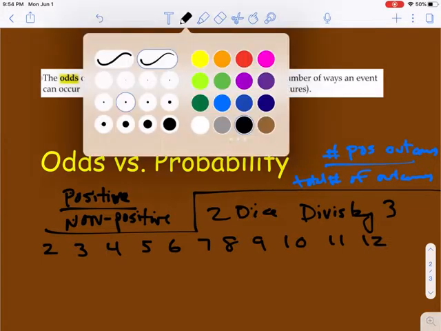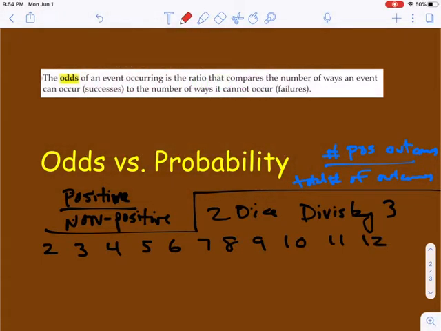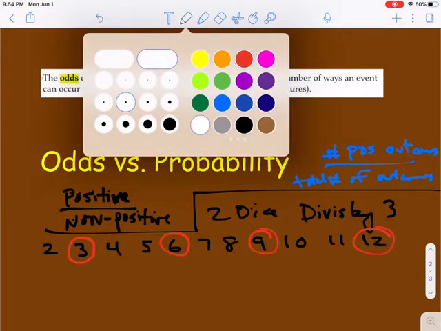Now what we're going to do is go through our sample space and circle the ones that meet that qualification, that are divisible by 3. So 3 is divisible by 3, 6 is divisible by 3, 9 is divisible by 3, and 12 is divisible by 3.